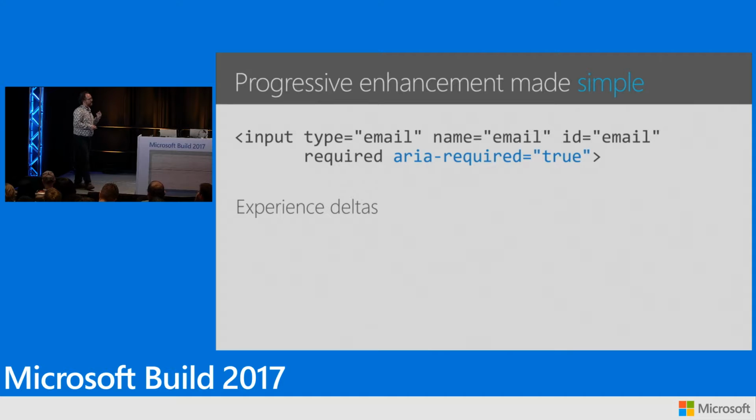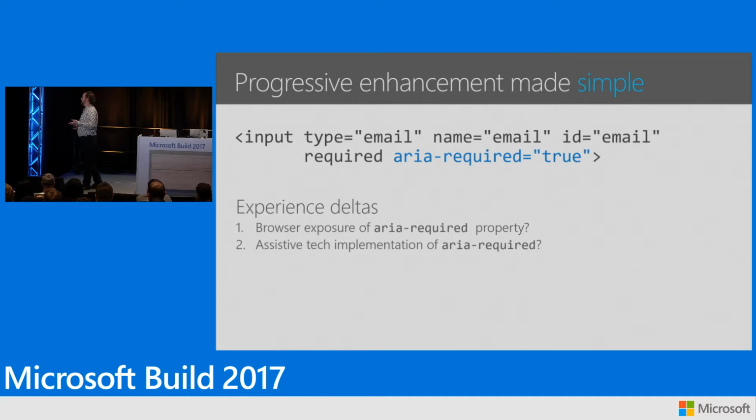Now, in this case, we actually have two different potential deltas. We're relying on the browser actually knowing what to do with ARIA required and exposing that to assistive technology. And then we have to hope that the assistive technology actually knows what to do with that. So there's a lot of potential variance just in this one element, right? This one tag.